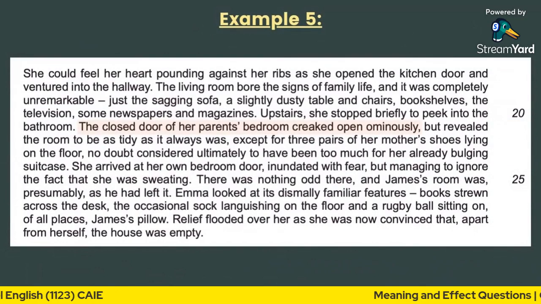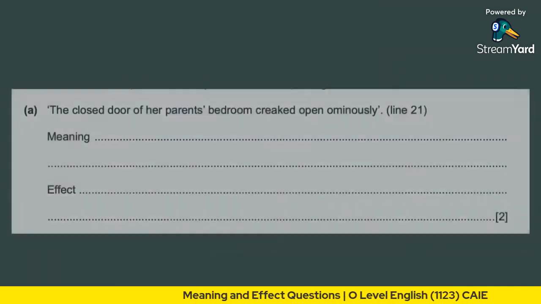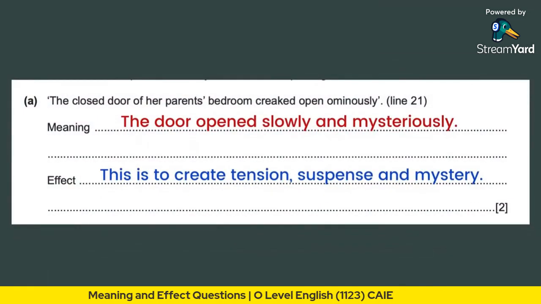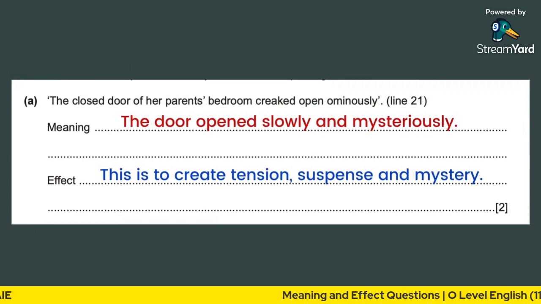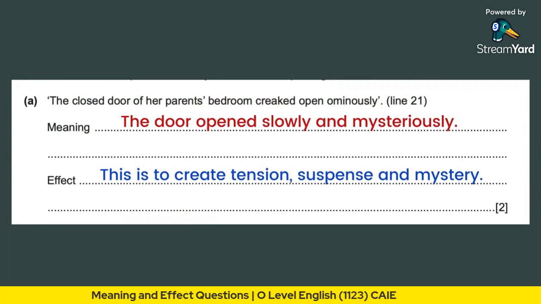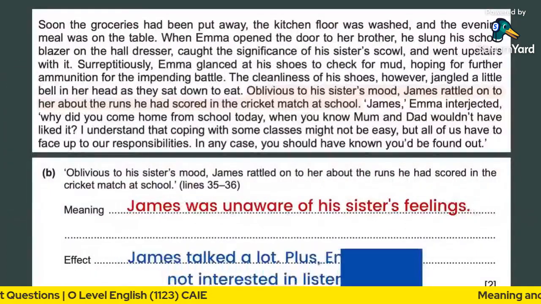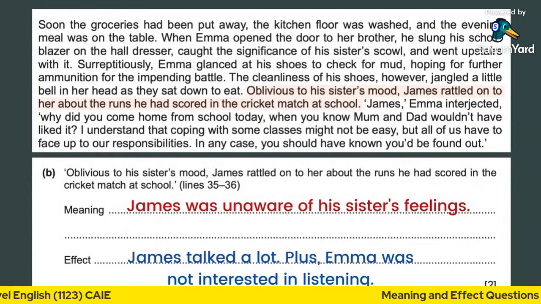Do pause the video and give it a read as well. The question says, "The closed door of her parents' bedroom creaked open ominously." This phrase shows that the door opened slowly and mysteriously. Now, this opening of the door is used by the writer to create a scary effect and to build tension and suspense with the words such as ominously. For the second part of this question, read the passage above.